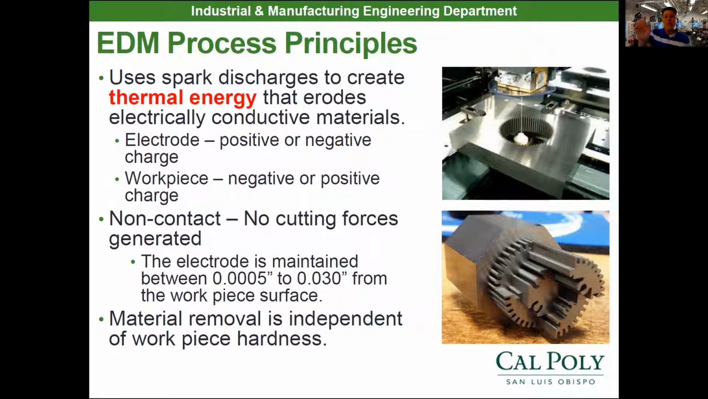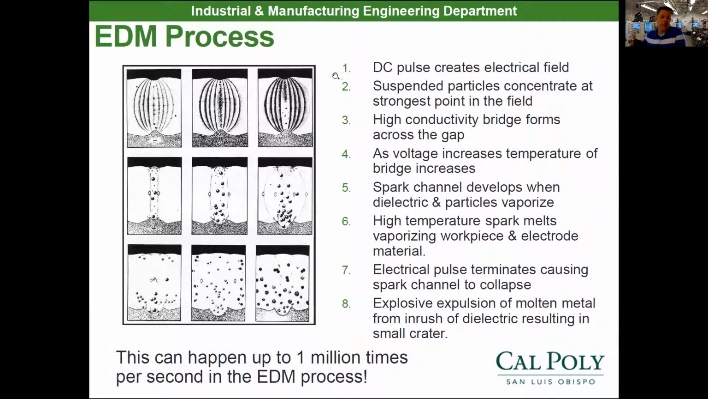there'll be some dielectric fluid in there. So there's fluid, which will allow the spark to jump the gap. In fact, this is how it works right here. You have a DC pulse. This is happening up to 1,000,000 times per second. Remember this. You have a DC pulse created here. That pulse is in a liquid. So there's something called a dielectric fluid.